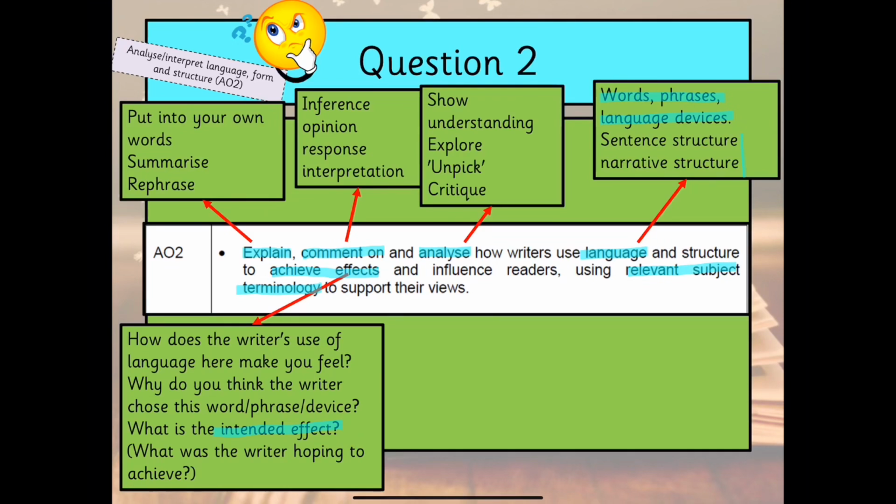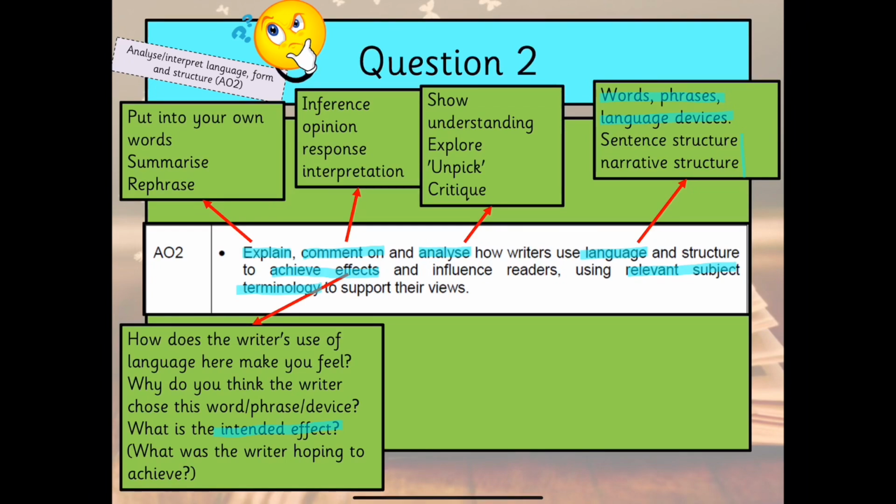If you are someone who is able to read text in a very emotional way and respond in a very emotional way, if you're anything like me and you find it very easy to cry at a good book, then AO2 should be quite straightforward for you. But I realise that is not everyone, and it's something that a lot of students do struggle with. So if you find it useful, rephrase the question slightly to yourself. What is the intended effect? What do I think the writer was hoping most readers would think or feel here?